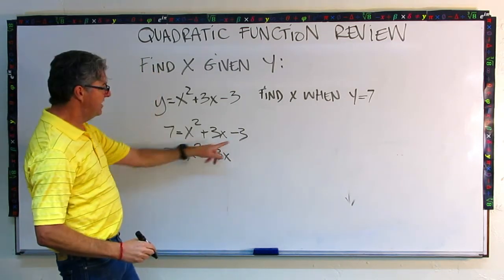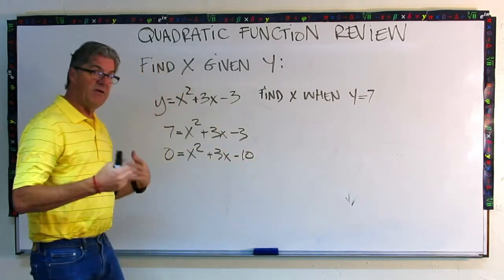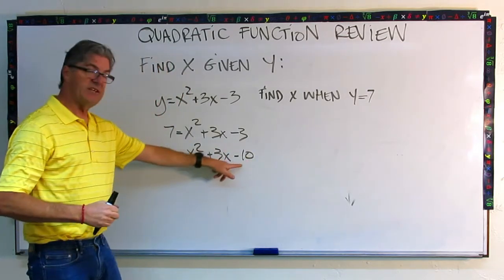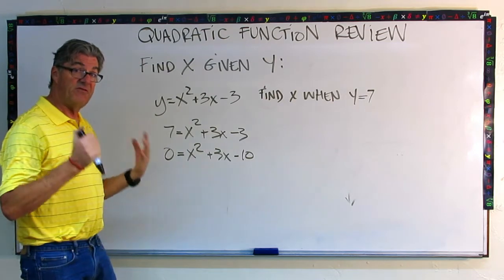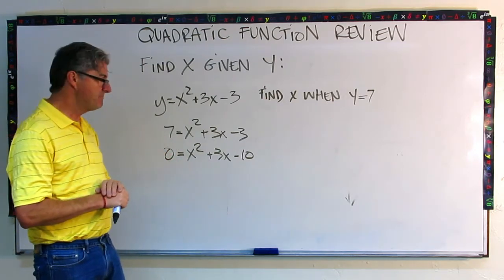Now I'm subtracting 7, so subtract 7 from negative 3 is going to give me negative 10. Now in this case, we're going to take a look at this quadratic and see if we can factor it. And in fact, it's very factorable. If you want to try that, pause the video right now and see what you get.